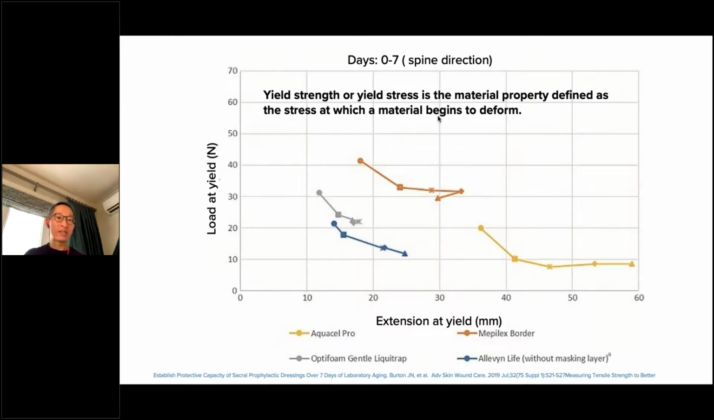And in this slide, you can see here in the orange color is the Macroscopic border compared to other types of foam dressing material in the market right now. The load, the amount of stretch that is required for the dressing to yield, to change shape, is much higher compared to other dressings. And even despite the passage of time, the Macroscopic dressing continued to be superior compared to other types of dressing. So this is a study published in Advances in Skin and Wound Care based on their evaluation.